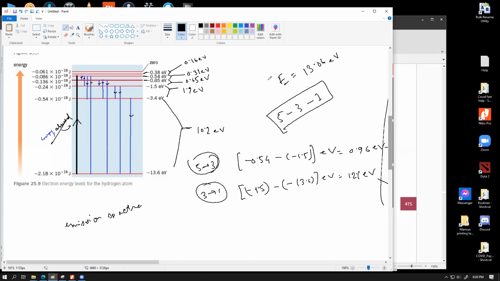So for very specific values of energy, very specific frequencies of light are emitted. Precisely, it can be measured. The reason we have discrete values of photons emitted is because the shells are not continuous. Electrons can only exist at discrete shell values.